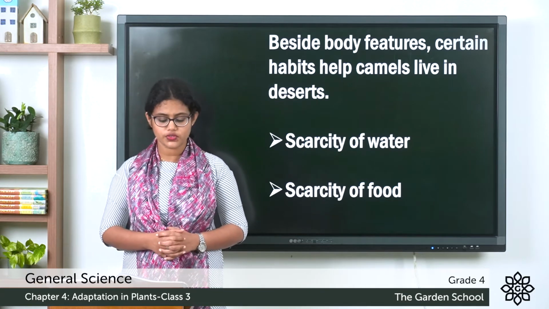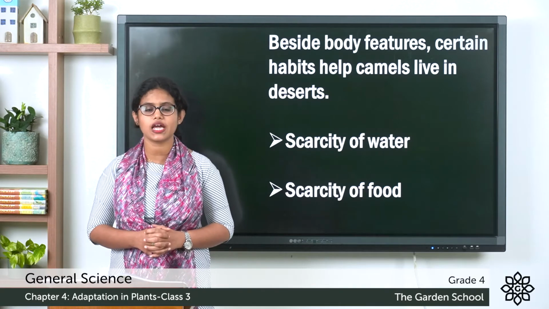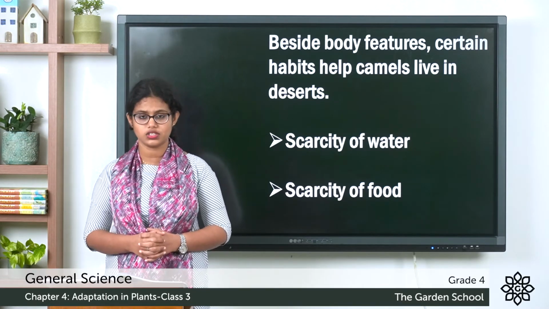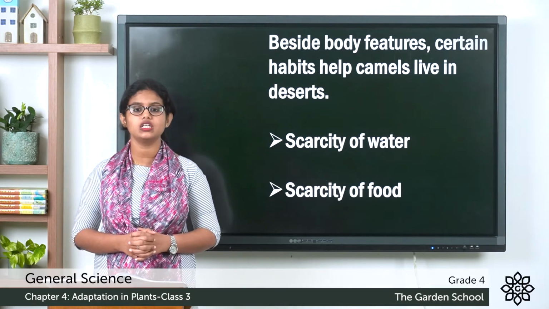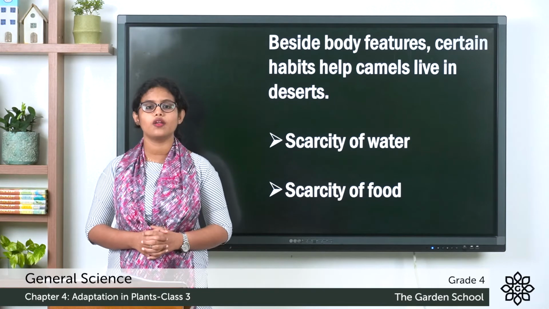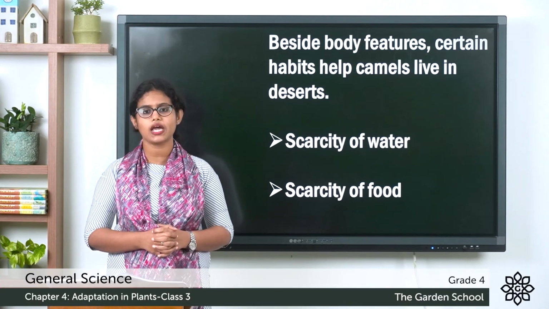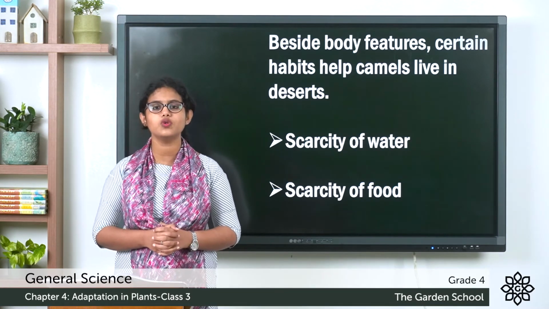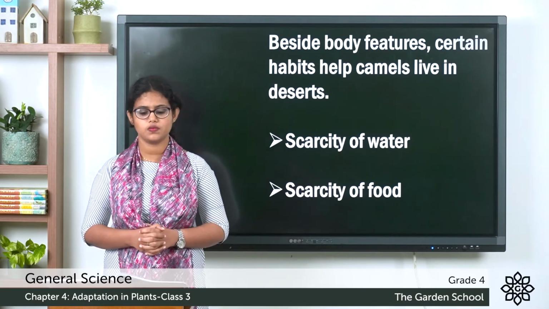Then in page number 52, there is a box given. The hump of the camel does not have water. As we have discussed, the hump does not have water. But the hump of the camel stores fat which is broken down to produce energy when food is scarce. The excess amount of food is stored as fat in their hump, and they use this fat when the food is scarce. So in their hump, they store food.